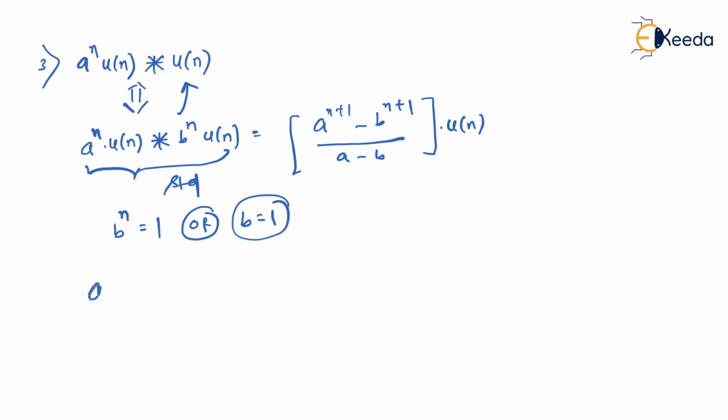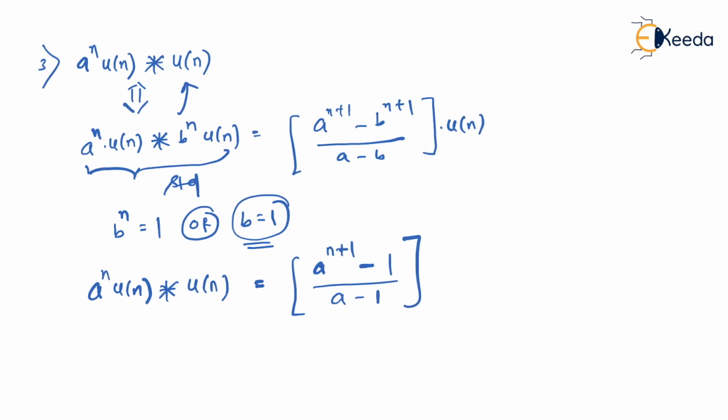So let us write it: a raised to n u of n convolved with u of n. If I substitute b equal to 1 in the standard form, I'll get this. So in the result also, wherever you find b, just substitute it equal to 1. So now this is equal to a to the power n plus 1, and 1 raised to anything remains 1, so it will be minus 1 only, divided by a minus 1, times u of n.